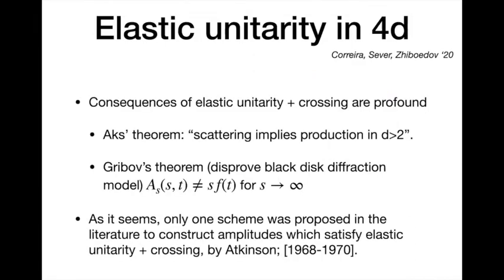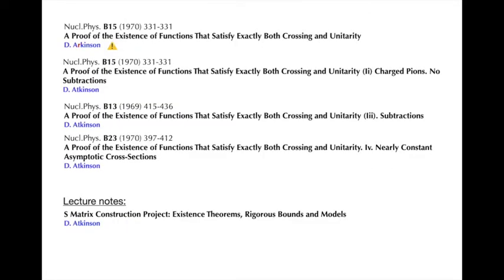Right, so there's this property of elastic unitarity that's really hard to enforce, and that has some impressive consequences. And as it seems to us, at least, there's just one scheme that was proposed in the literature to build an amplitude that satisfies elastic unitarity, and it was proposed by David Atkinson in the late 60s, in that series of papers.